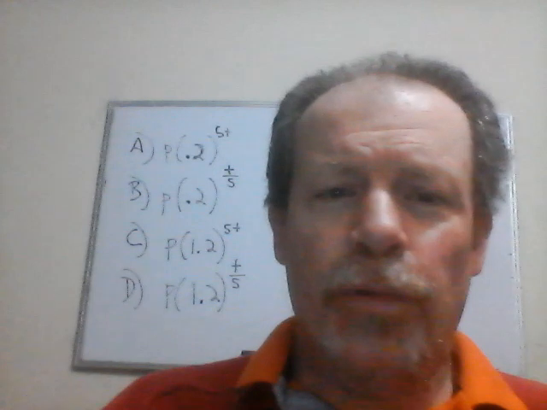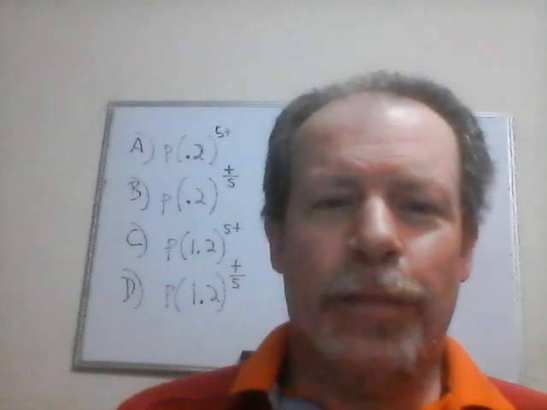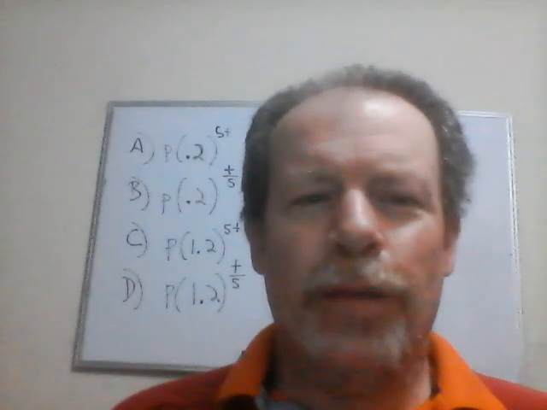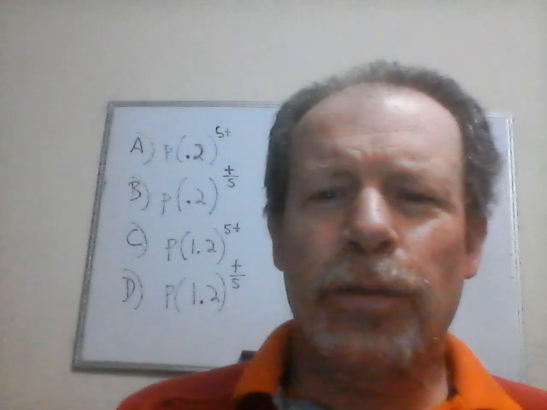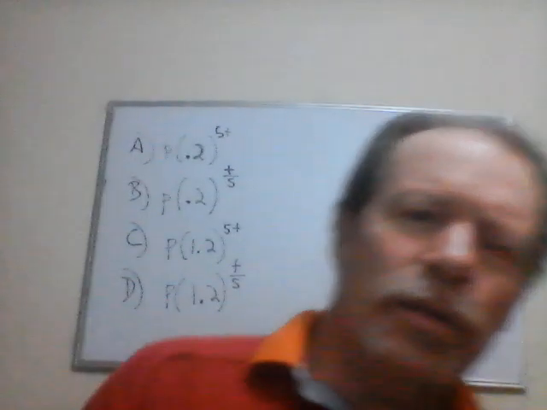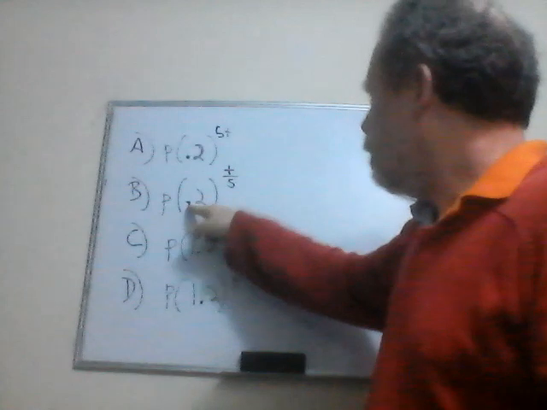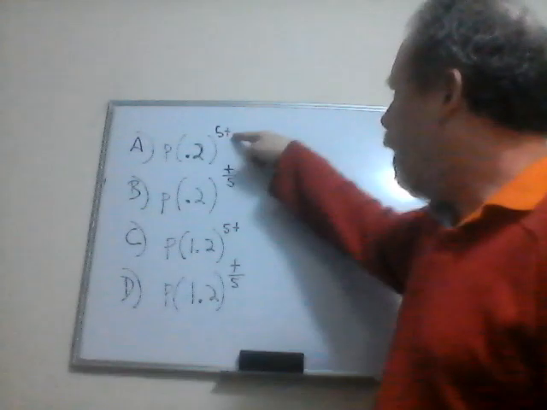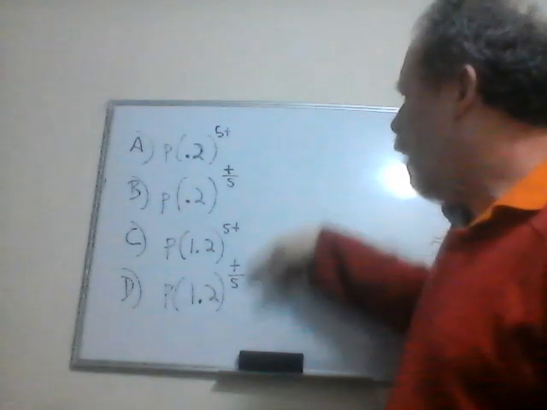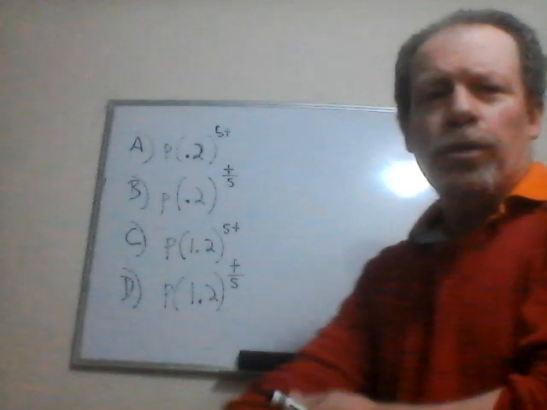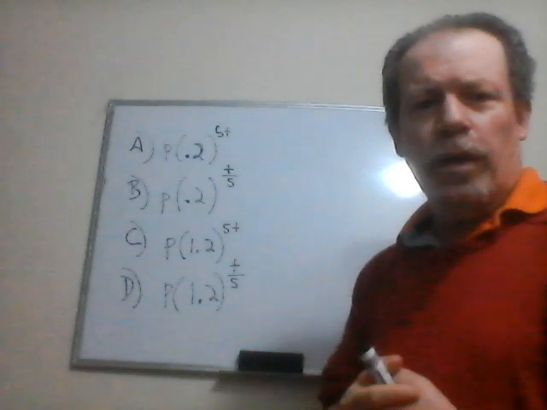And these are the 4 answers. If you look at them, the P is the same in each case. That's really helpful. Only 2 things are different between these answers. The 2 differences are this 0.2 versus this 1.2, and this 5t versus this t over 5. So if you get those 2 things right, you're done.